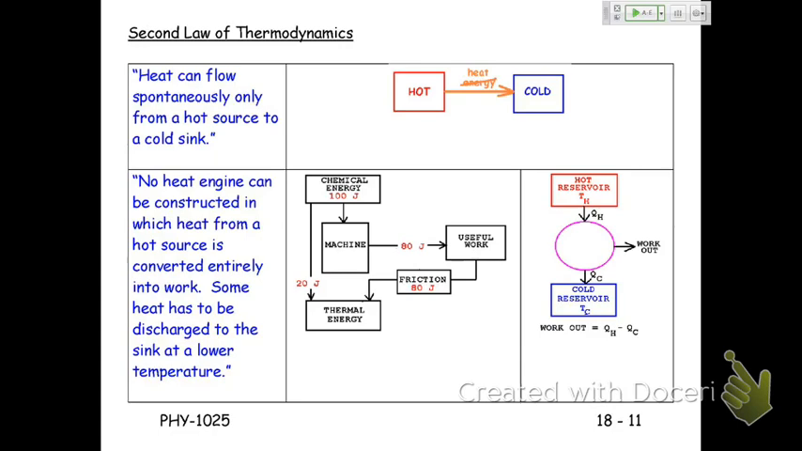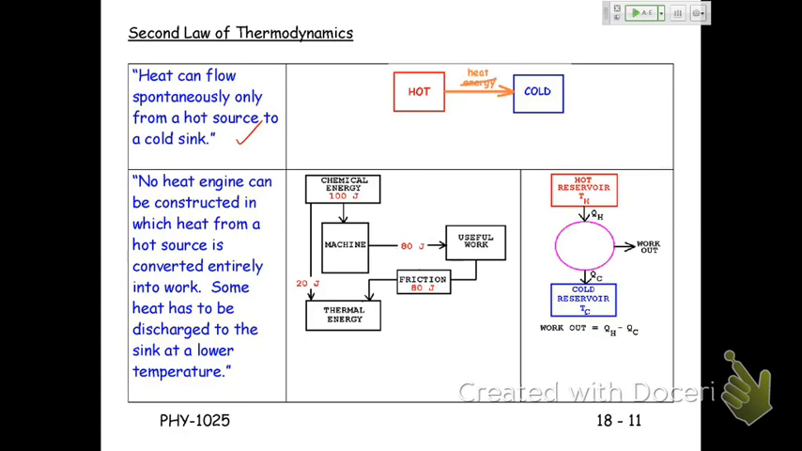This is basically just saying heat can flow spontaneously only from a hot source to a cold sink. Well, when we use a heat pump, it's not spontaneous. We're really messing with it. No heat engine can be constructed in which heat from the hot source is converted entirely into work. Some heat has to be discharged to the sink at lower temperature. We can't have a 100% efficient heat engine.